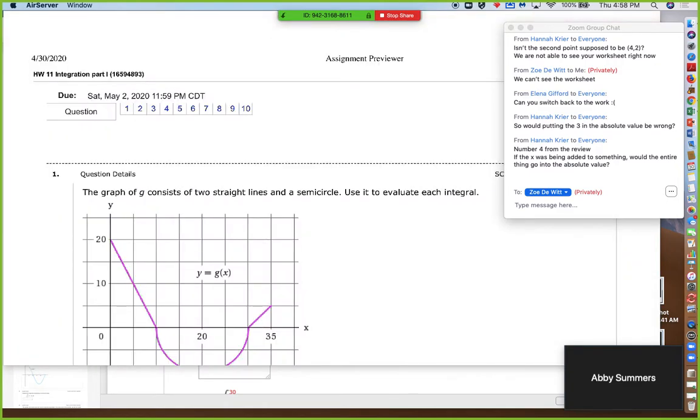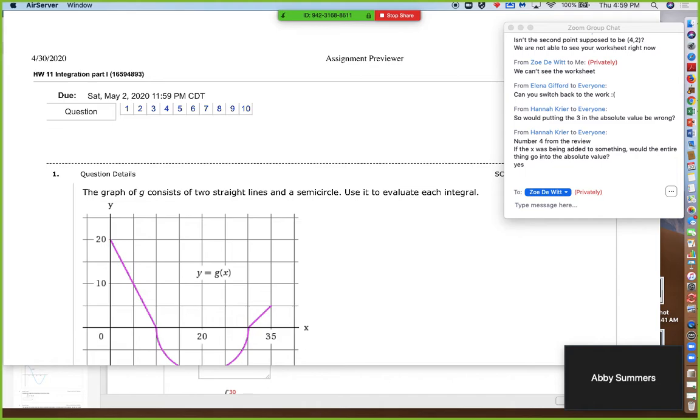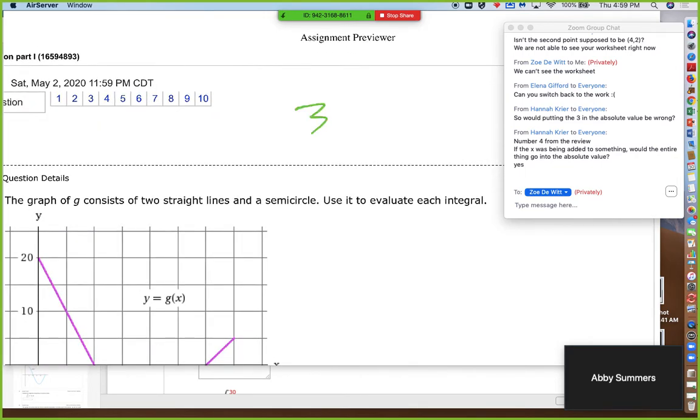So yeah, it says if the x was being added to something, would the entire thing go into the absolute value? Oh, so if the expression in the initial integral was like 3 parentheses x minus 1 to the negative 1, is that kind of what you meant? Here, I'll write it on the sheet because I've got it up in front of me. So if I did the 3, and I did x minus 1 to the negative 1, is that kind of what you meant?